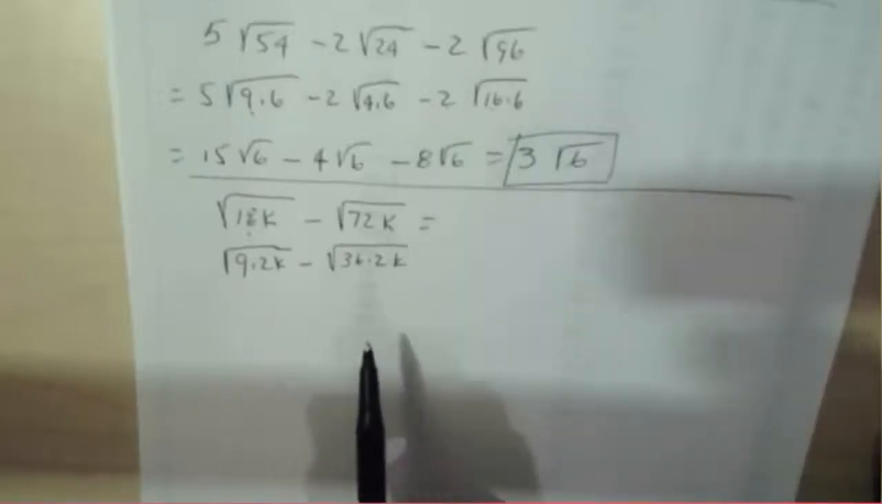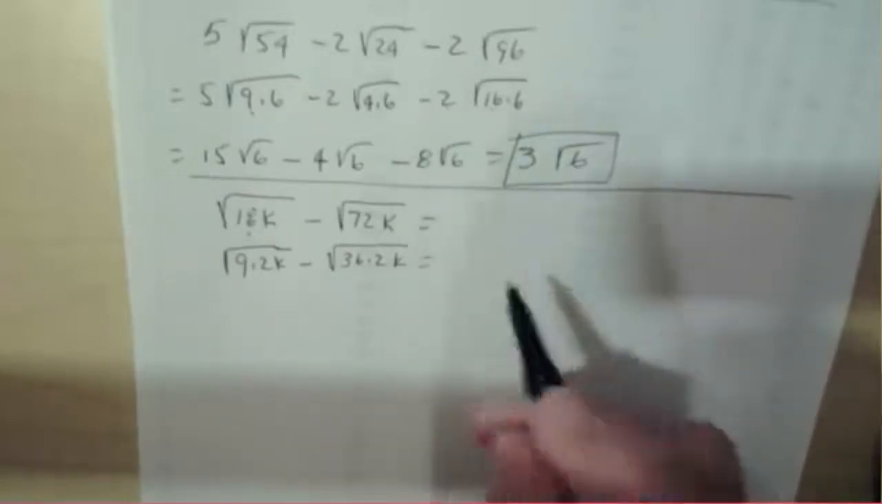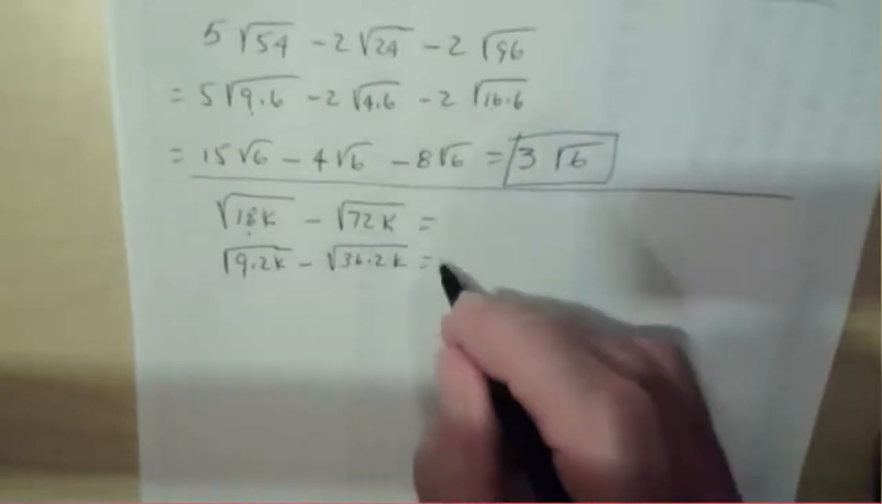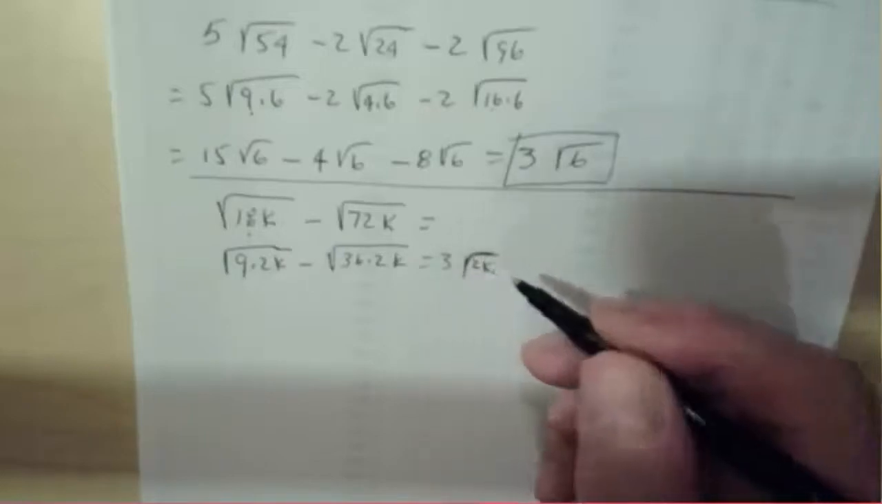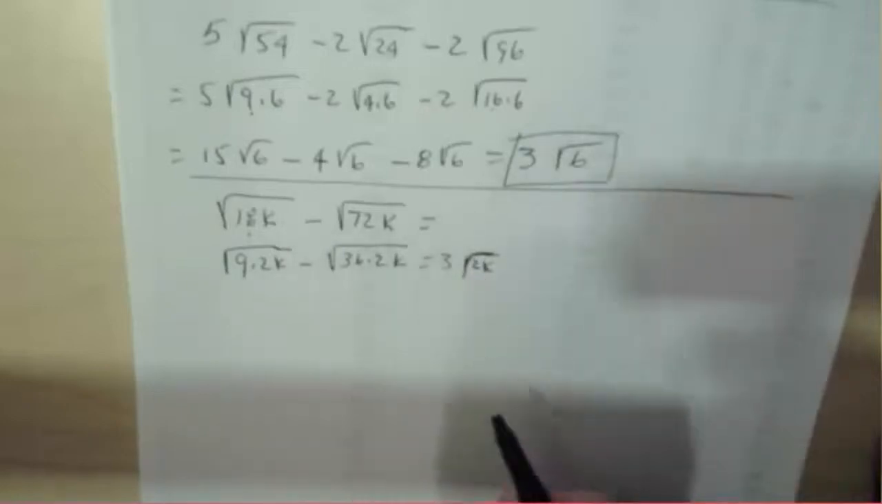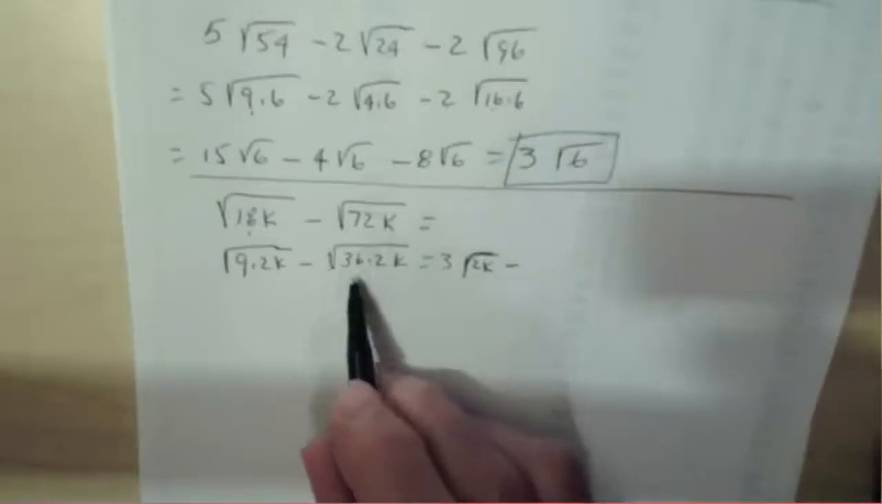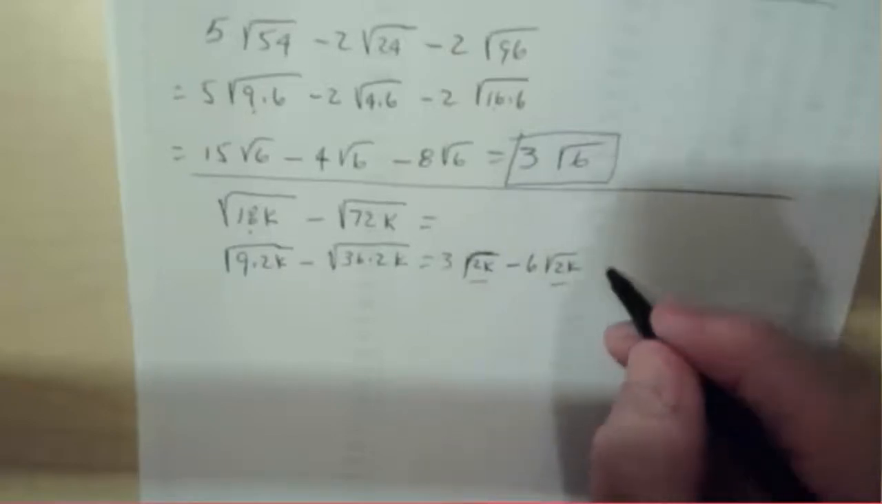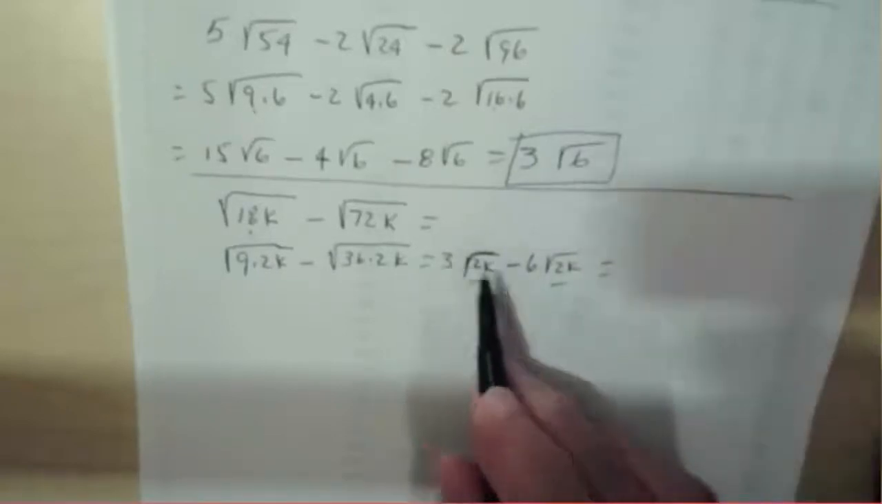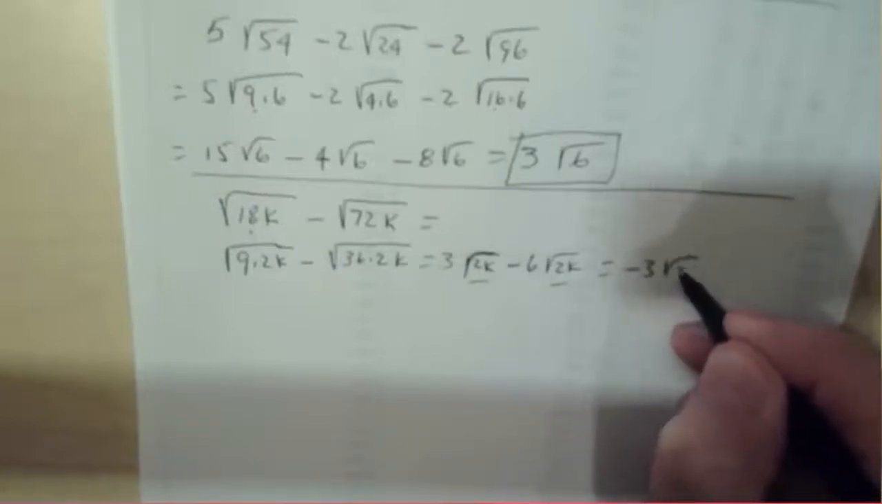Okay. The square root of 9 is 3. 3 times the square root of 2k. The k will not come out of the radical because we haven't taken the square root of it. Minus the square root of 36 is 6, square root of 2k. Are these like terms? Yes. So we have 3 minus 6 is negative 3 times the square root of 2k.